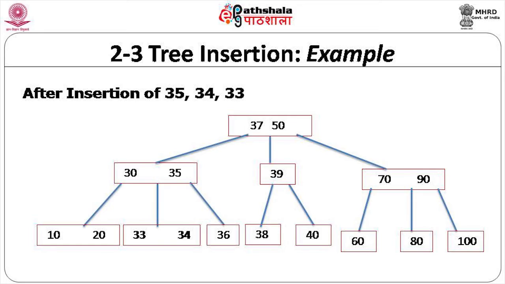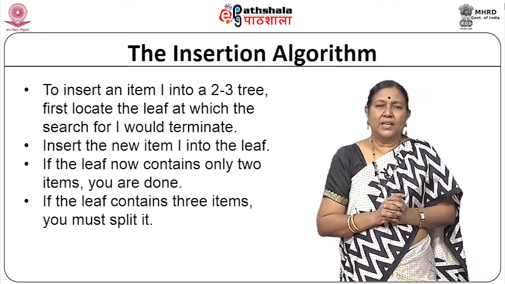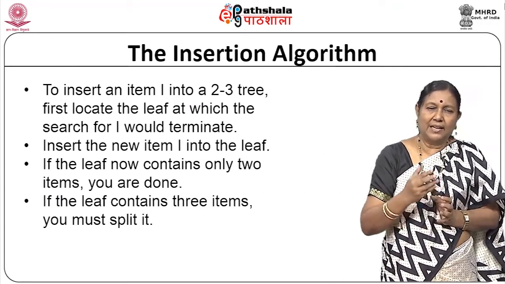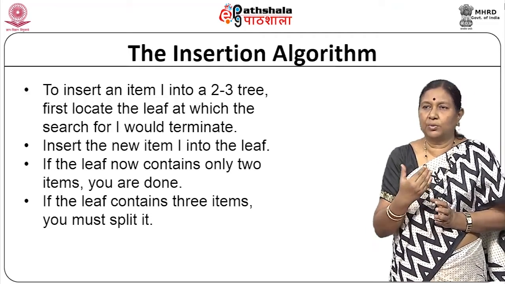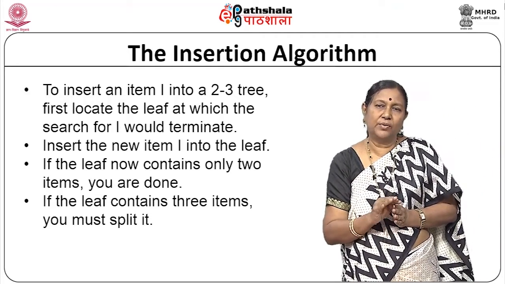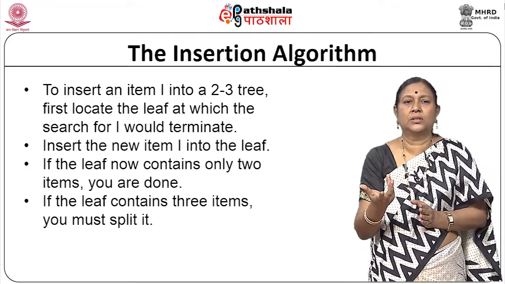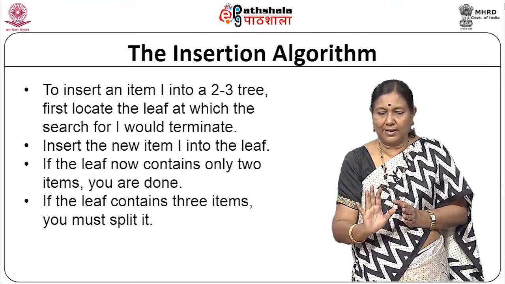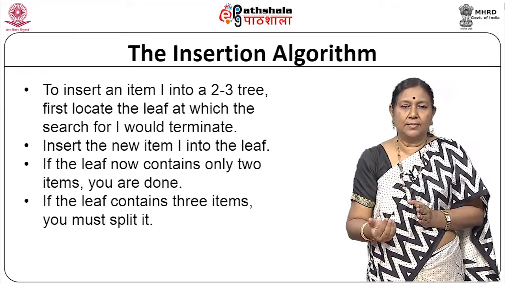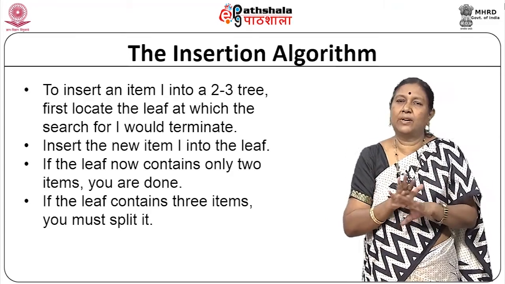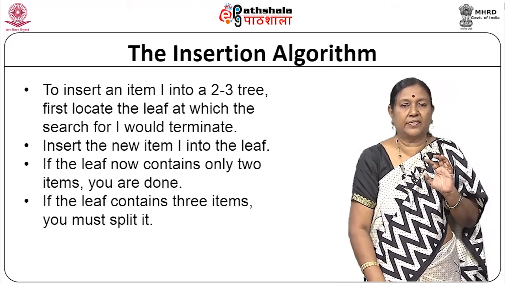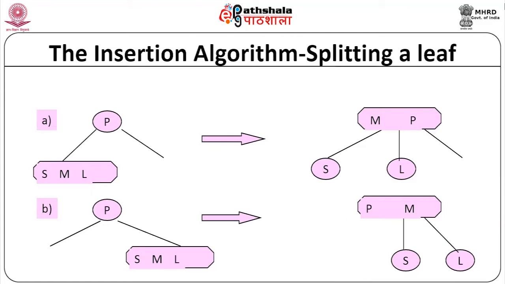So, to insert an item I into a 2-3 tree, first locate the leaf at which the search for I should terminate, then insert the new item into the leaf. If the leaf now contains only 2 values, 2 items, then you are done. If the leaf contains 3 items, you must split it. So, basically we are doing a splitting operation as we have seen from the example. So, the first operation is how to split this leaf, that is what we are going to answer now.